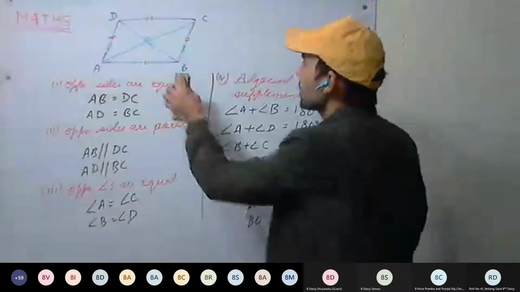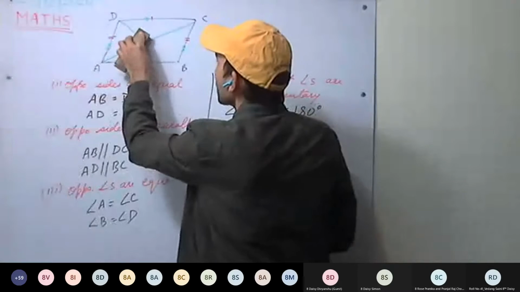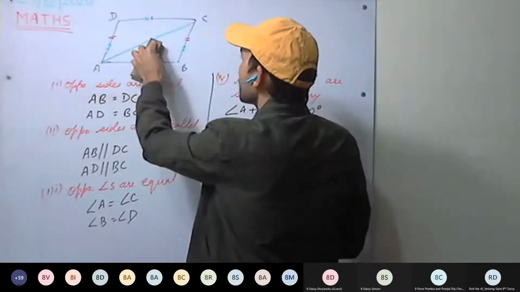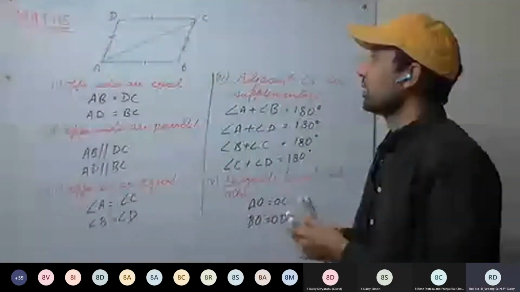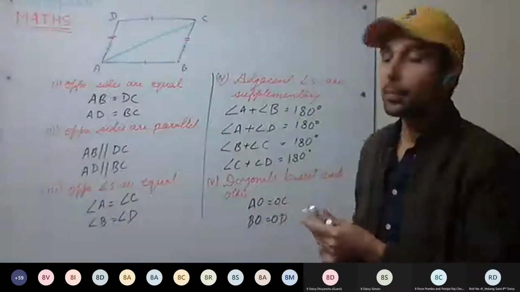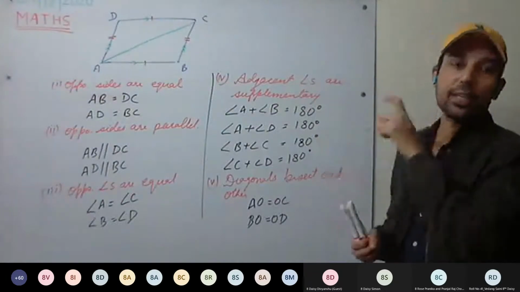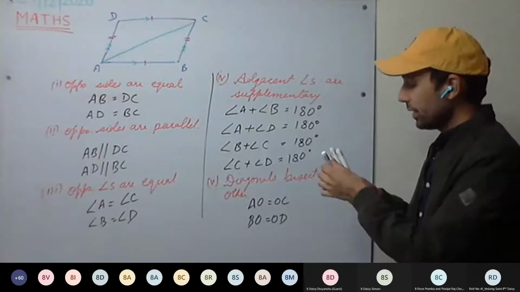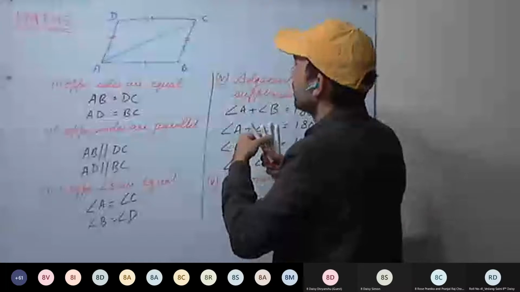One more thing I have to discuss, congruency. What do you mean by congruent triangles? If two triangles are given to you, equal to each other, it means they are having equal sides and equal angles. You can take it like this.